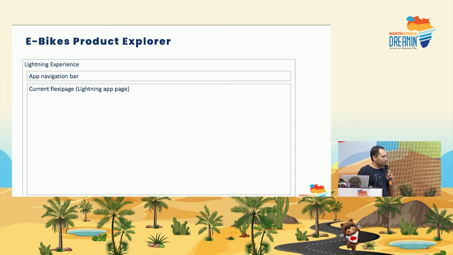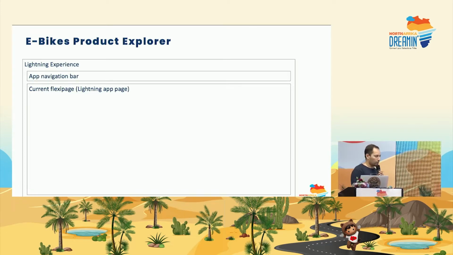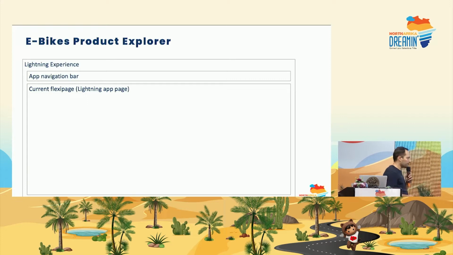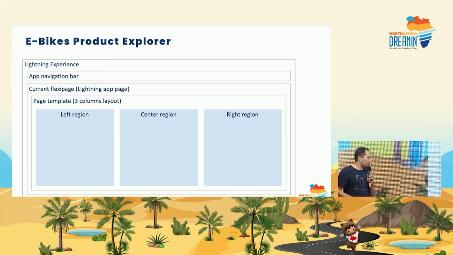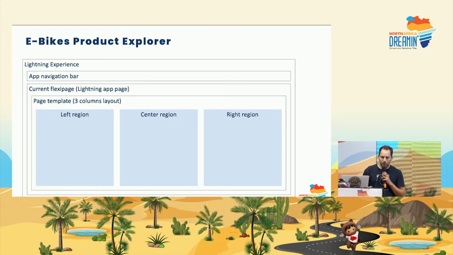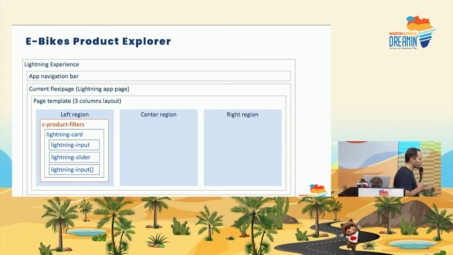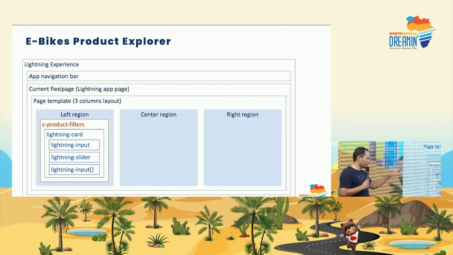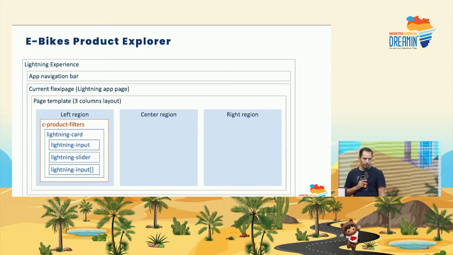Then in the Lightning experience, you probably know how this works. There are a number of tabs with a navigation bar, and there's what we call a Flexi page or a Lightning app page. The Product Explorer is actually a custom Lightning app page. In this example, it's a page with 3 columns, and in those 3 columns, we have a number of custom Lightning Web components. The components that are in orange here are the ones that we have implemented ourselves. The other ones, below them in blue, are Lightning base components.